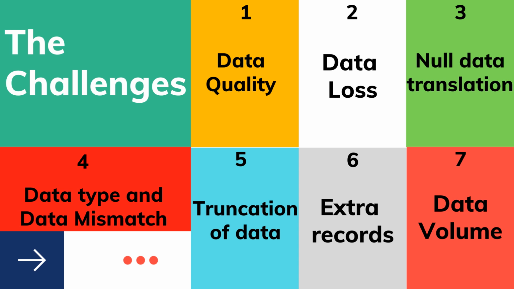Sixth is extra records. Duplicate records can come from different data sources. So, before loading the data to the target system, a filtering and transformation of the data needs to be done. Then comes data volume, huge data that requires a lot of time to migrate within the downtime window of the migration activity.